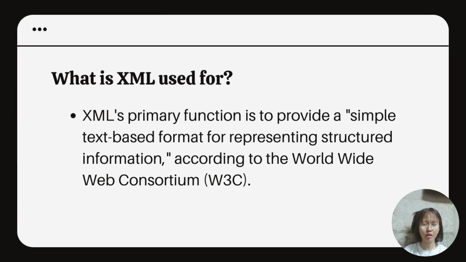What is XML used for? XML's primary function is to provide a simple text-based format for representing structured information according to the World Wide Web Consortium, or W3C. W3C defines the XML standard and recommends its use for web content. XML enables sharing of structured information. XML is a format to store data along with its structure. This feature makes it useful for many things, including transferring data, formatting documents, creating layouts, and more.